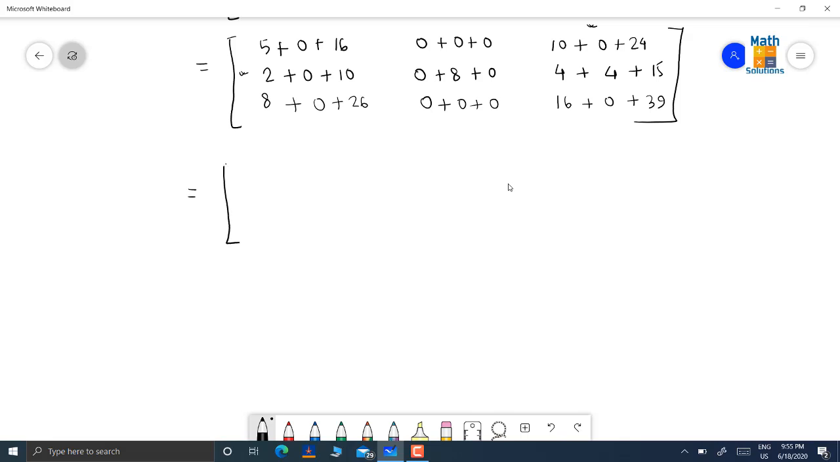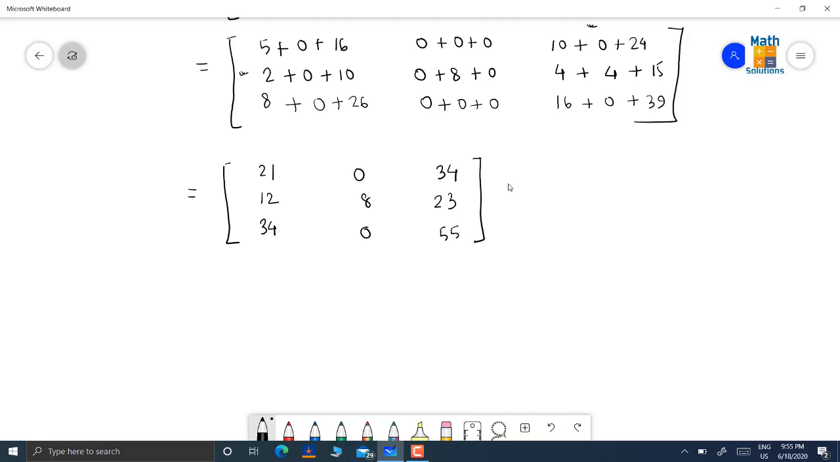The result comes as: first value will be 21, second value will be 0, third value will be 34 while summing up. Then this result is 12, then this is 8, then 4 plus 4, 8 plus 15, it will be 23. Then 8 plus 26 it will be 34. Then this is again 0, then 6 plus 9 it is 5, then it is 55. So here is the result for A cube.